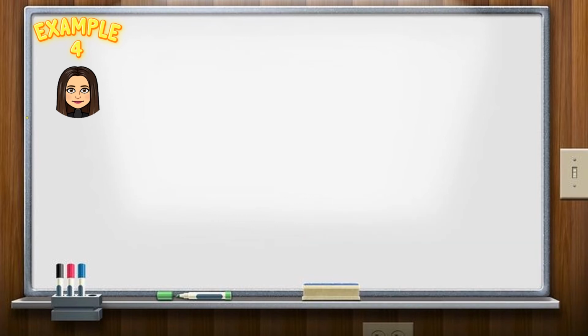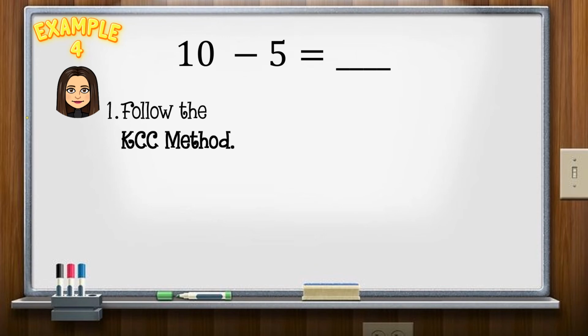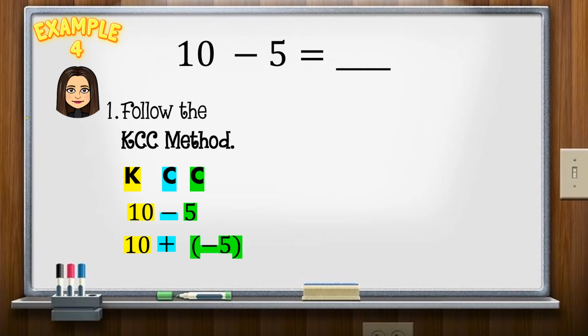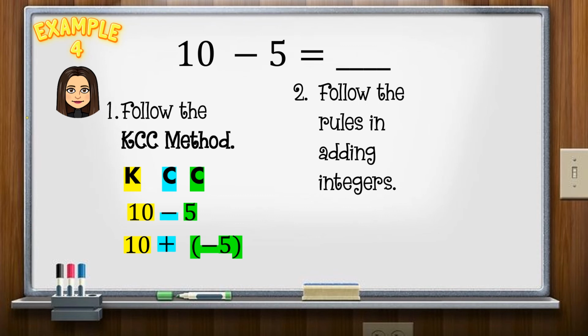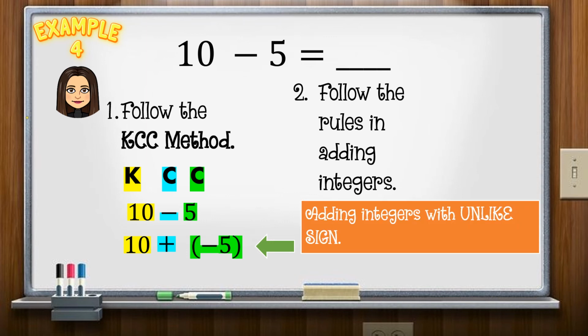Okay? Next, as an example, we have 10 minus 5, or positive 10 minus positive 5. Following the KCC method, K, keep the sign of the minuend, so keep it as positive 10. C, change the operation to addition. C, change the sign of the subtrahend. From positive 5, this will now become -5. Second rule is we will follow the rules on how we add integers. As you can see, we are adding here different sign or unlike sign.